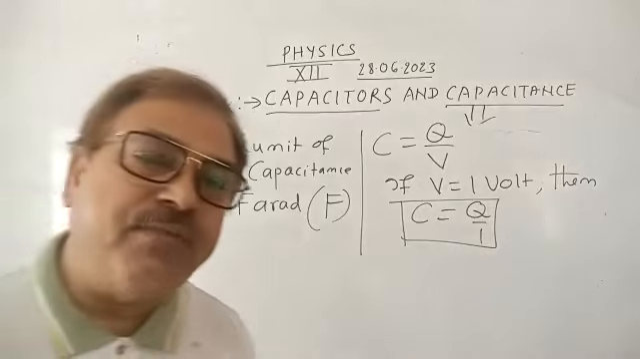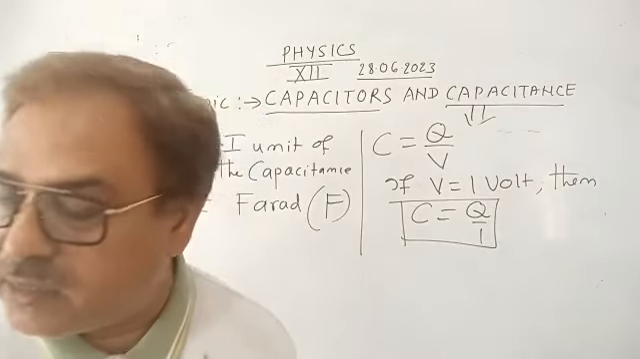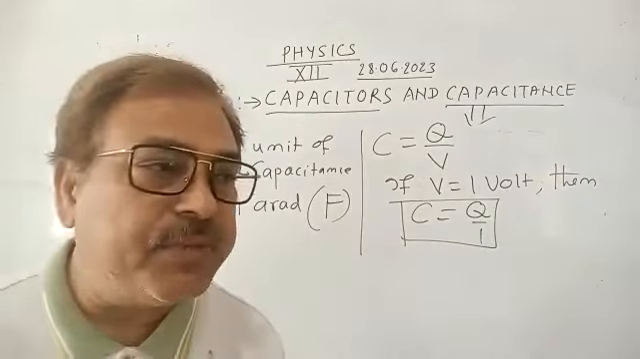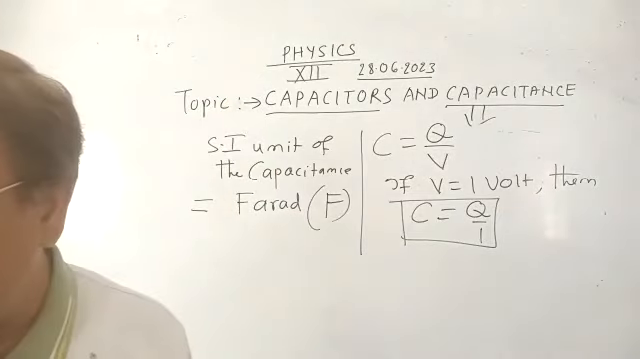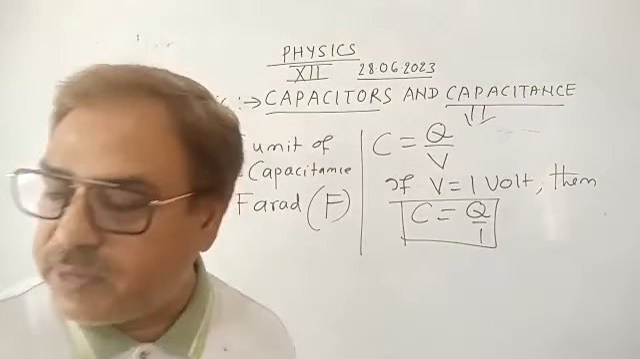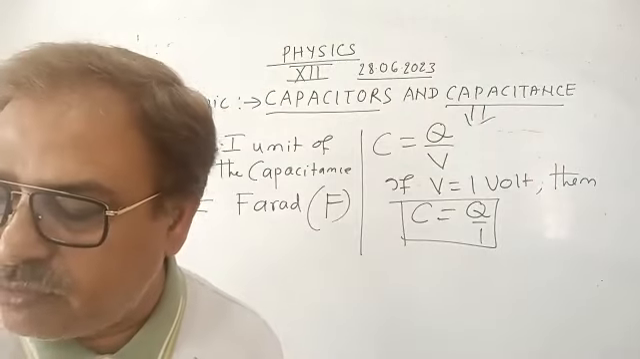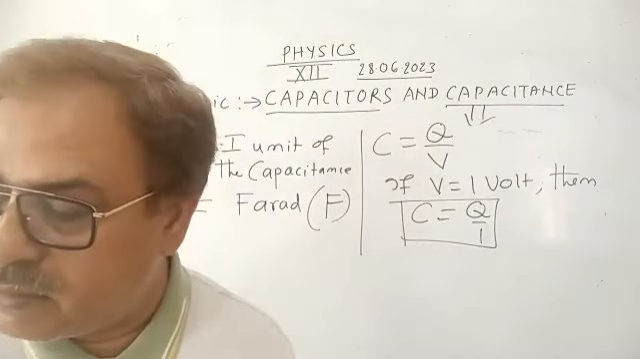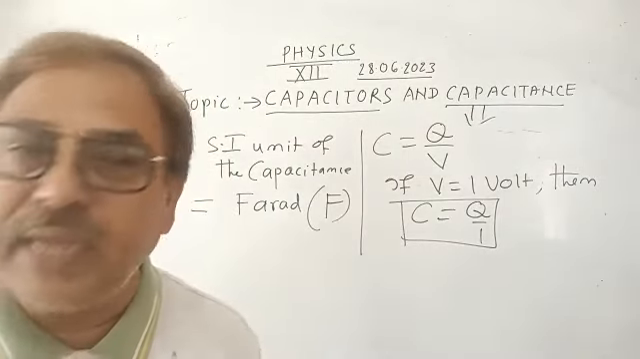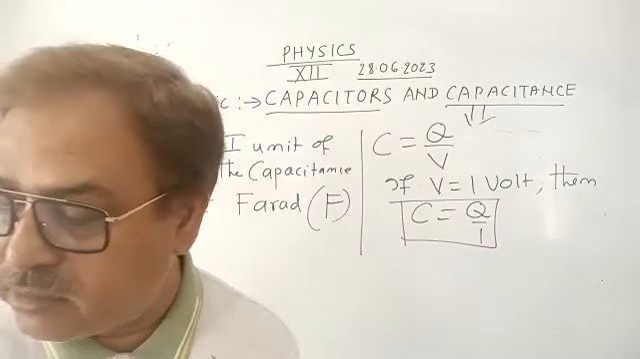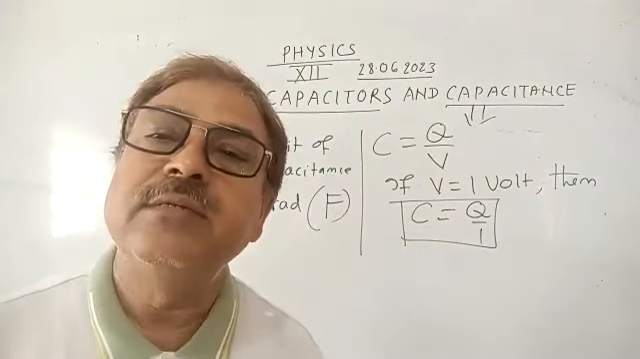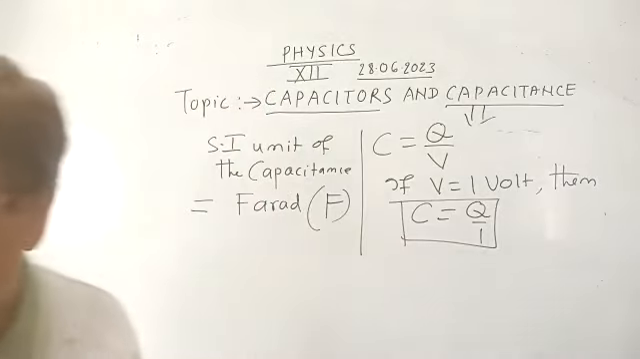How to decide the 1 farad of capacitance? A capacitor has a capacitance of 1 farad if 1 coulomb of charge is transferred from one conductor to another, by applying a potential difference of 1 volt between the two conductors.